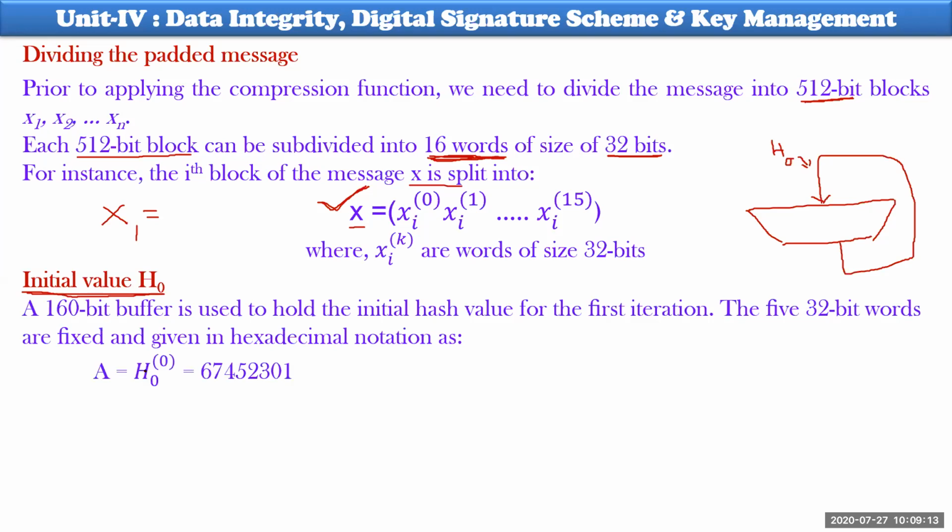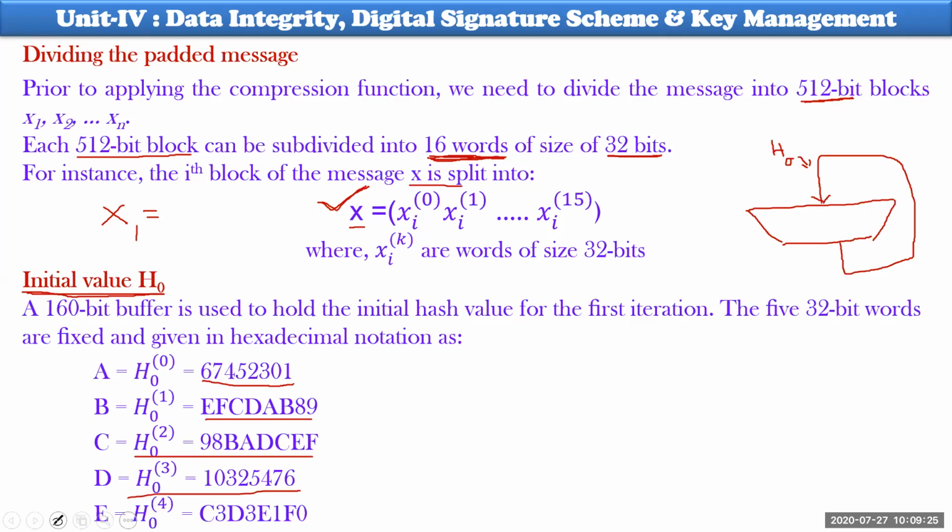That constant value has been given something like this: A equals h0 power 0 equal to this value, B is h0 power 1 equal to this one, C something like this, D something like this, and E something like this. Each of these is 32 bits, and 5 times 32 bits is 160 bits. The output from this hash function will be 160 bits, and the next iteration also receives 160 bits, so h0 should also be 160 bits.